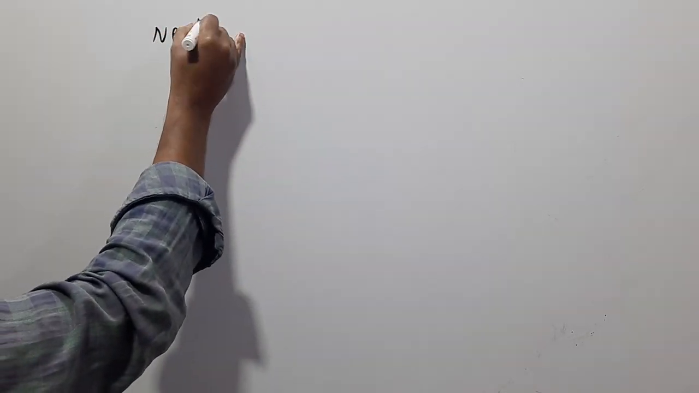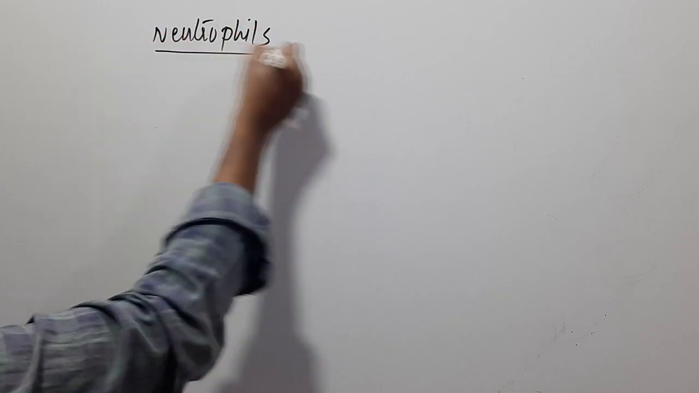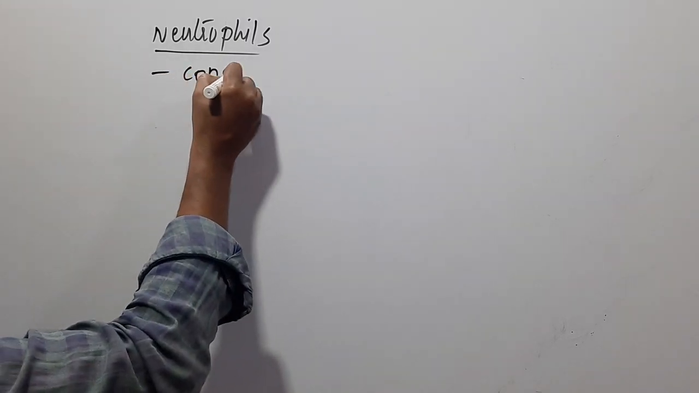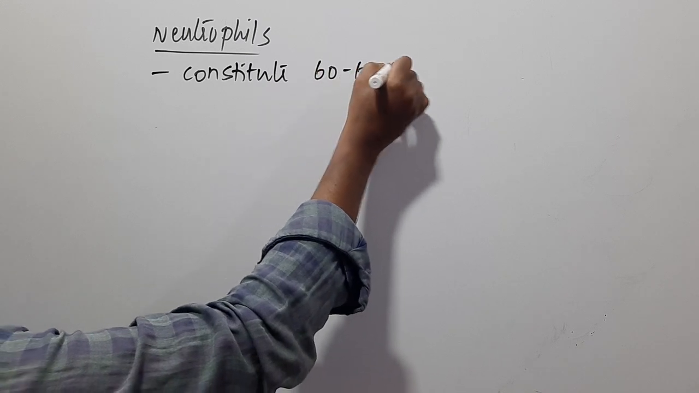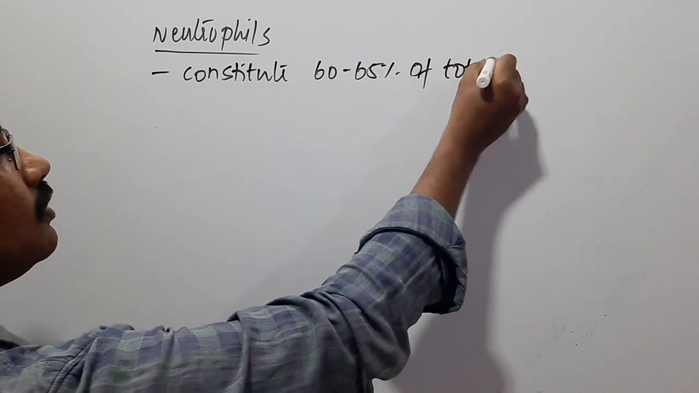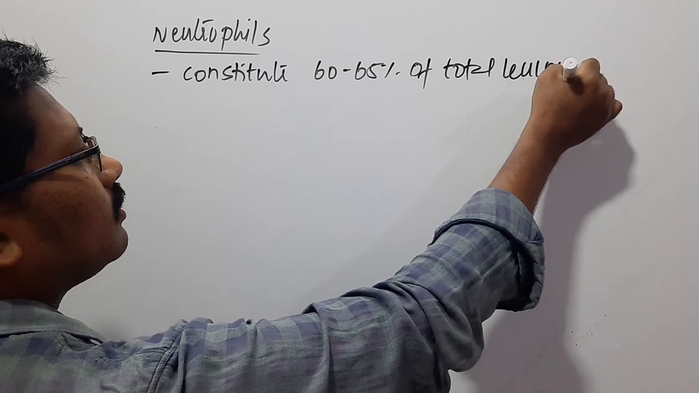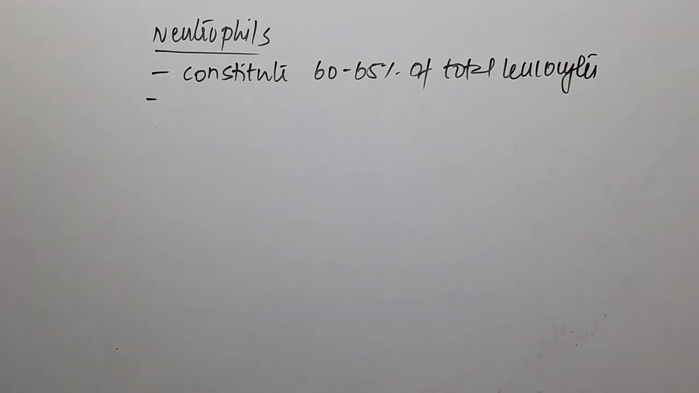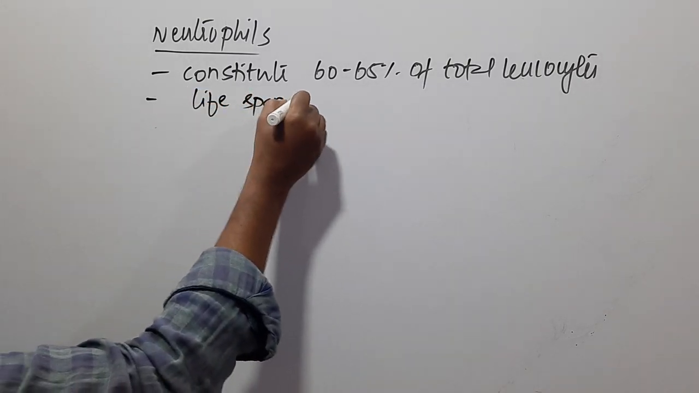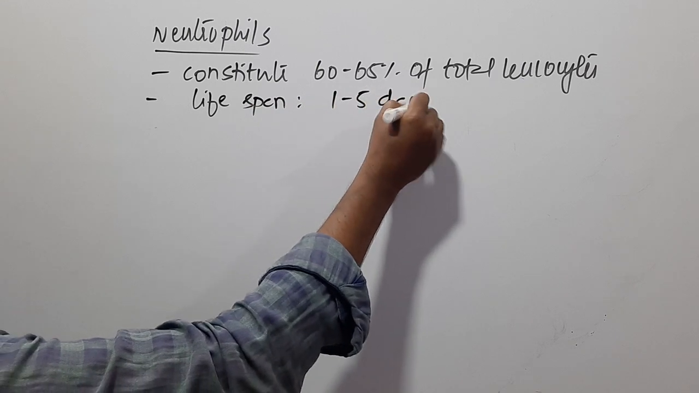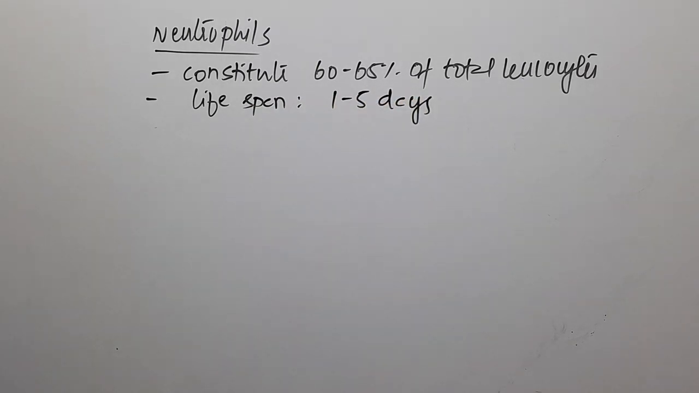neutrophils. So these neutrophils constitute around 60 to 65% of total leukocytes, and the lifespan may range from 1 to 5 days.